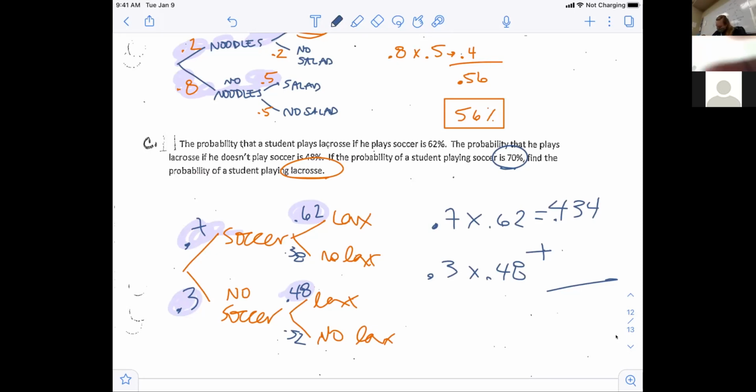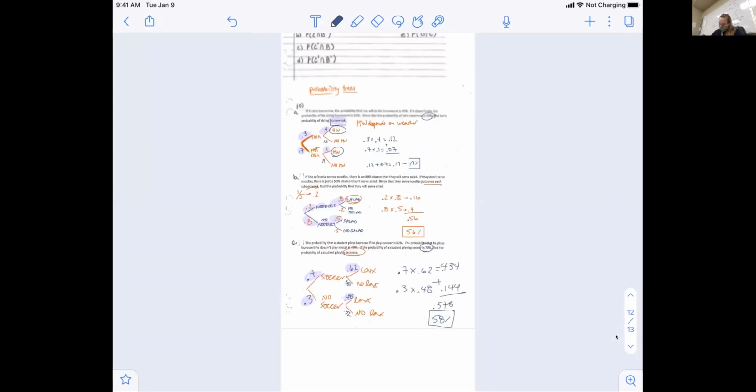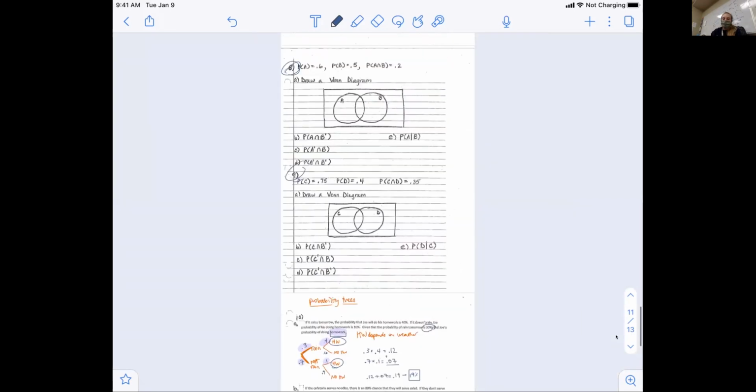All right, let me finish this problem. 0.7 times 0.62, 0.3 times 0.48, and add them together. 0.578 or 58%. I will do number 8 and 9 later, so check out those at a later time.